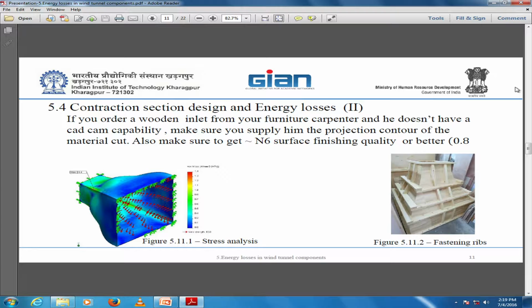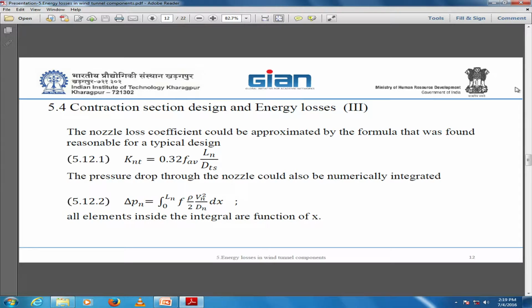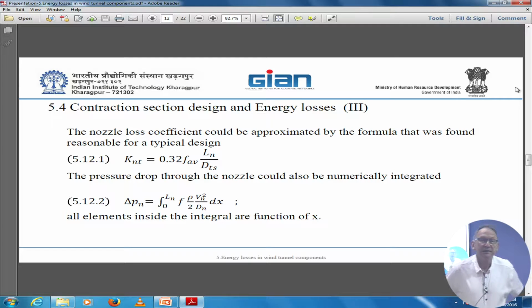The loss in the contraction can be given by an empirical formula, but you can work it out yourself as well. The first one is the empirical one. The head loss coefficient is 0.32, friction factor, average friction factor of the contraction, and the length divided by the hydraulic diameter of the test section.